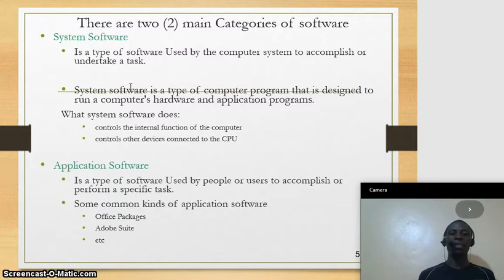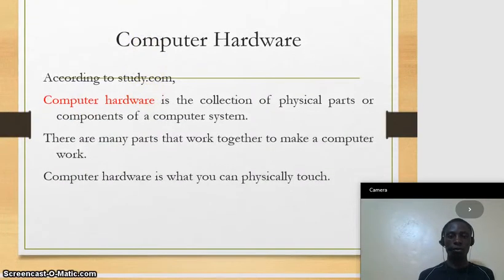to perform tasks. So we said the example of the operating system, the interface of your computer on the screen. It is the operating system that is used by the computer itself. So the difference between the two: the system software is used by the computer, while the application software is used by you, the user.